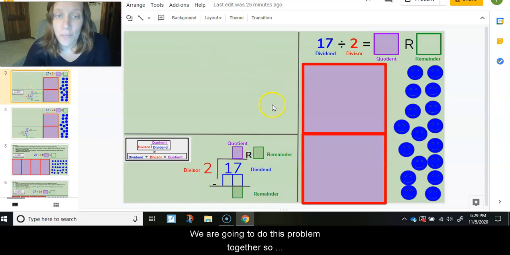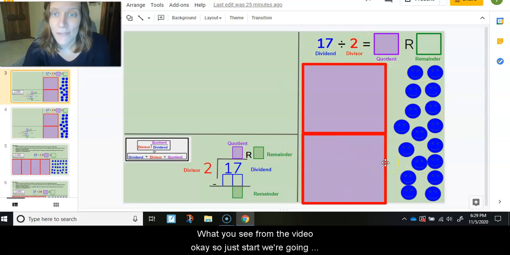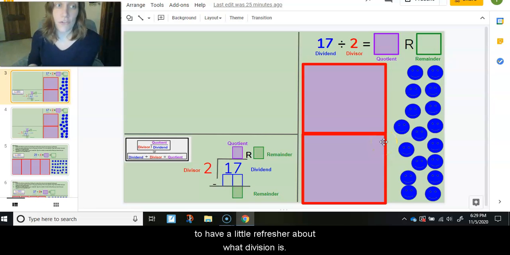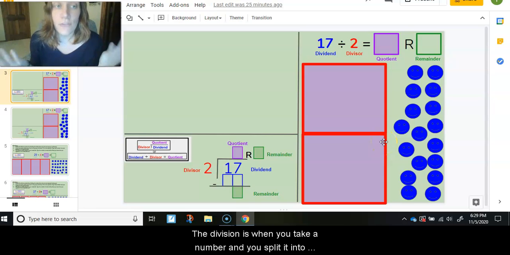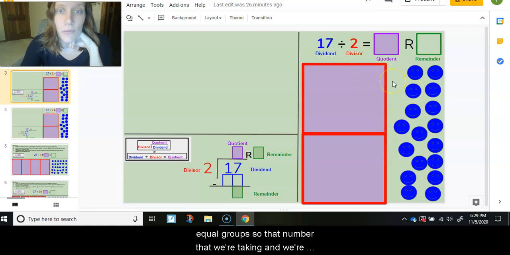We are going to do this problem together. So throughout the video, I'm going to be asking you to pause the video, and then you're going to actually work on the side of what you see from the video. Okay, so to start, we're going to have a little refresher about what division is. So division is when you take a number and you split it into equal groups.